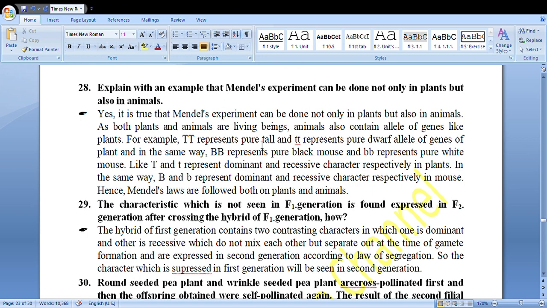For example, TT represents pure tall and tt represents pure dwarf allele of genes of a plant, and in the same way BB represents a black mouse and bb represents a white mouse. Like T and t represent dominant and recessive character in plants, in the same way B and b represent dominant and recessive character in the animal mouse. Hence Mendel's laws are followed both in plants and animals. This is the logic.